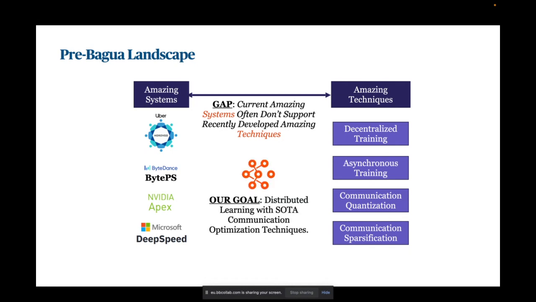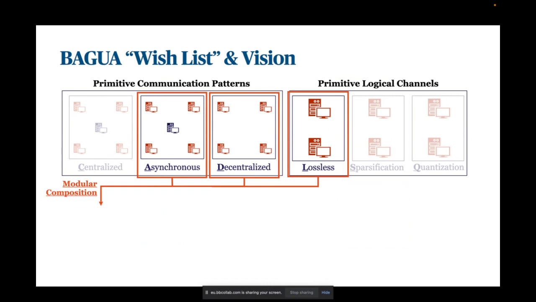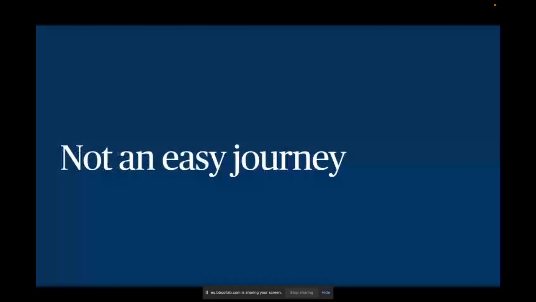So what we want to do in this project is build a distributed learning system with state-of-the-art communication optimization techniques. At a high level, this is our wish list. We want to take all the different ways machines can communicate, and build a system where the user tells us, I want asynchronous, decentralized, lossless communication for my algorithm. We compile that in a modular way into a primitive, and make it possible for you to apply it to your deep learning stack without thinking about how to optimize the communication pattern, and also how to optimize the execution of your training process with this communication primitive. This is what we want to do.